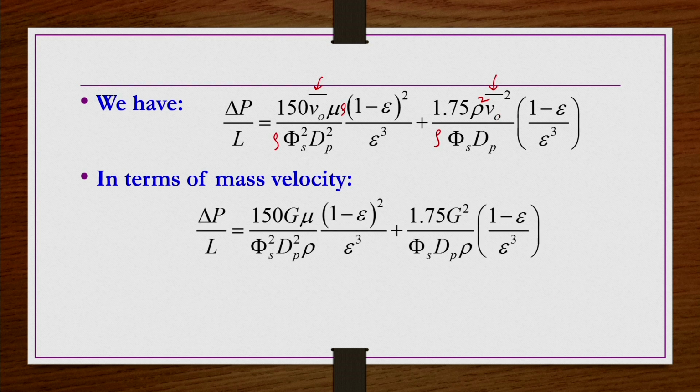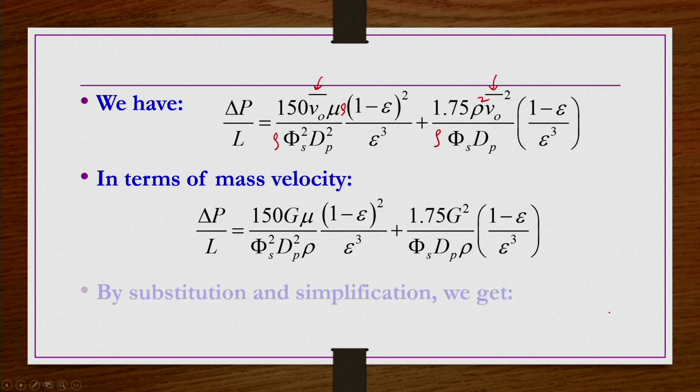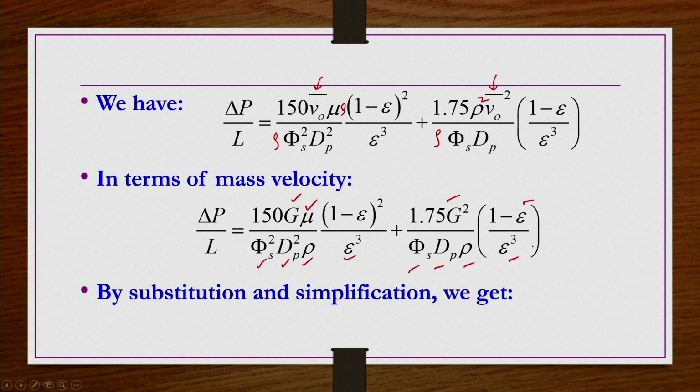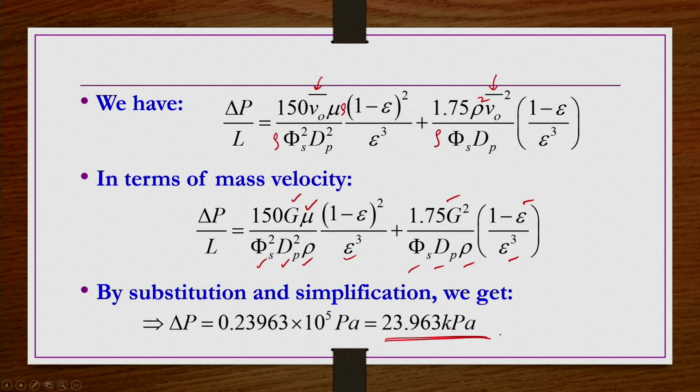Then delta P by L is equal to 150 G mu by phi_s square dp square rho multiplied by (1 minus epsilon) whole square by epsilon cube, plus 1.75 G square by phi_s dp rho multiplied by (1 minus epsilon) by epsilon cube. Now, if you substitute all these values, G is known, mu is known, phi_s is known, dp you calculated, rho is known, epsilon is known. So everything is known on this right hand side. If you substitute all the values and simplify, you will get delta P as 23.963 kilopascals.